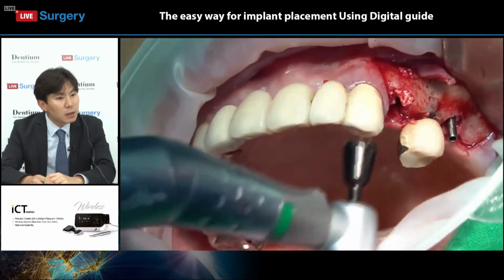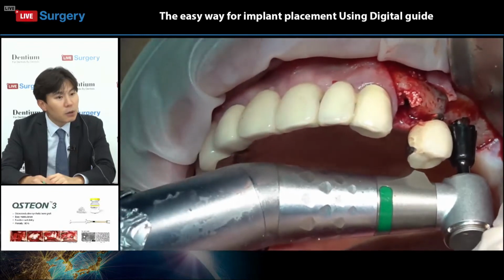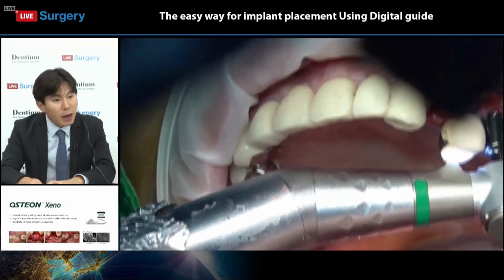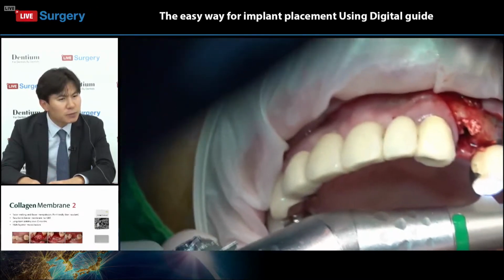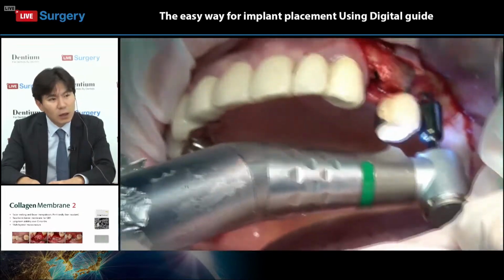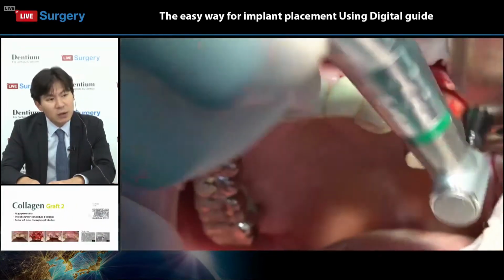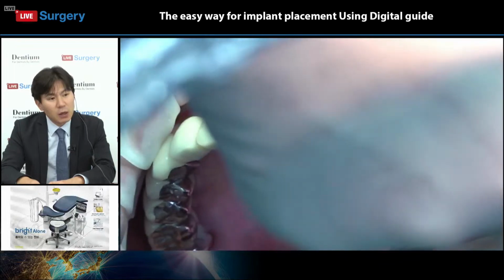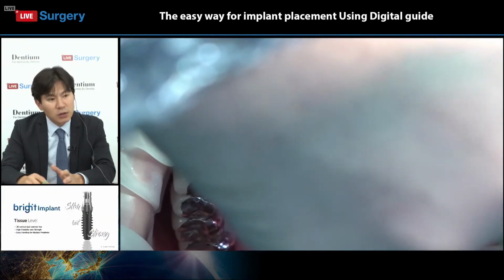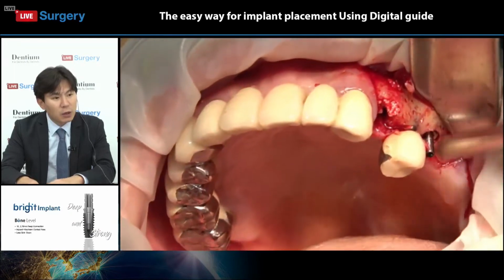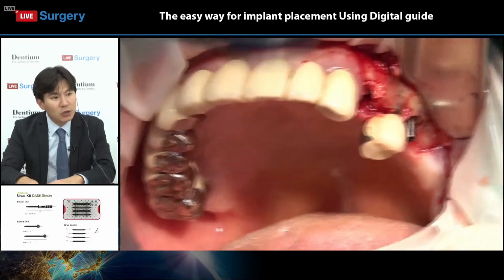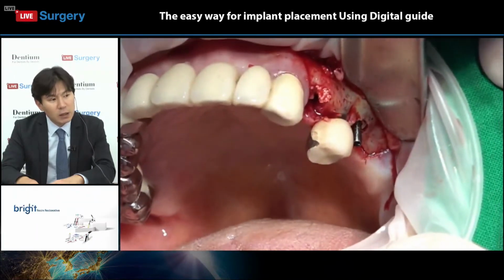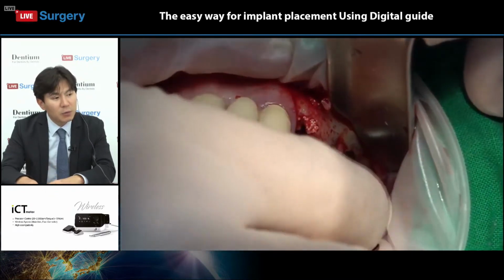And he connected the device for making a profile for the healing abutment, because he did subcrestal implant positioning. Sometimes the healing abutment does not go properly into the implant, and that's why he is making the proper profile for the healing abutment.